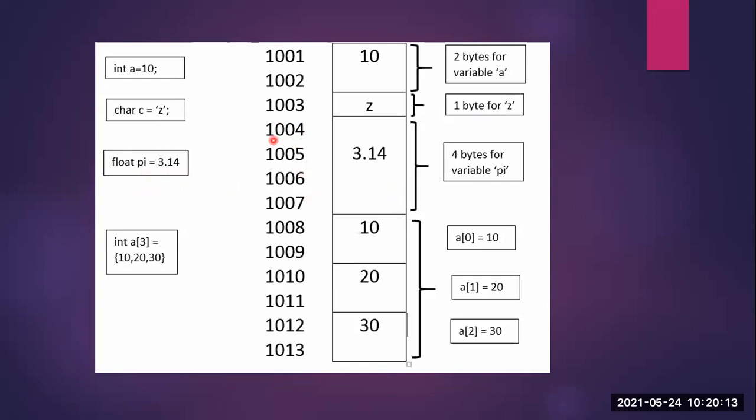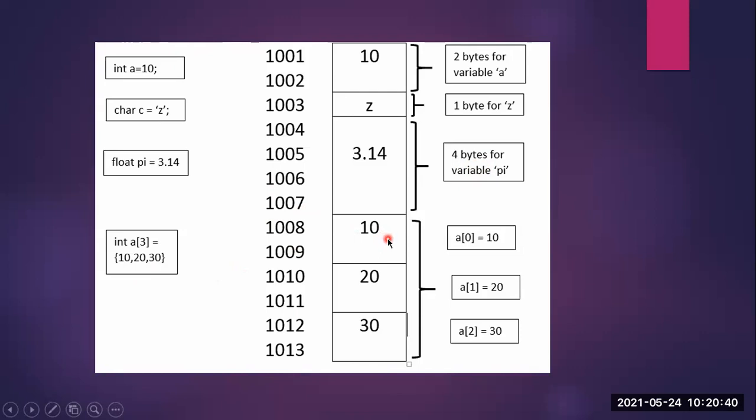So you can count here. 1004 is 1 byte, 1005 is 2 bytes, 1006 is 3 bytes, and 1007 is 4 bytes. So you can see 4 bytes are allocated for a variable pi. Now the last one, which is an array of type integer. Integer, we are saying, is going to take 2 bytes. Since we have 3 values here, all 3 need memory locations.